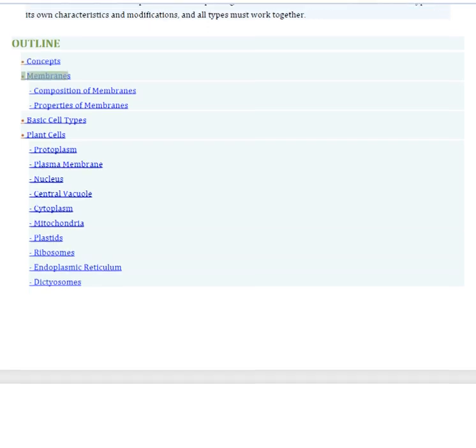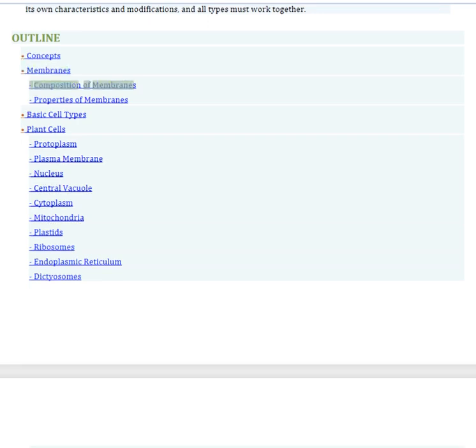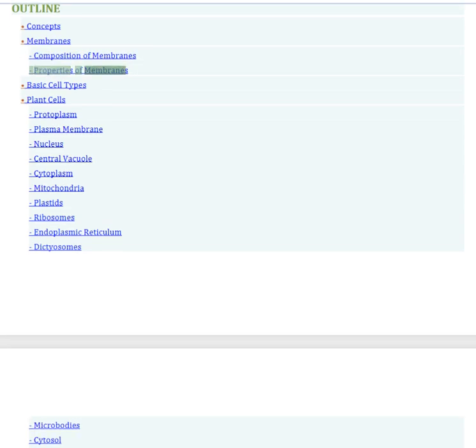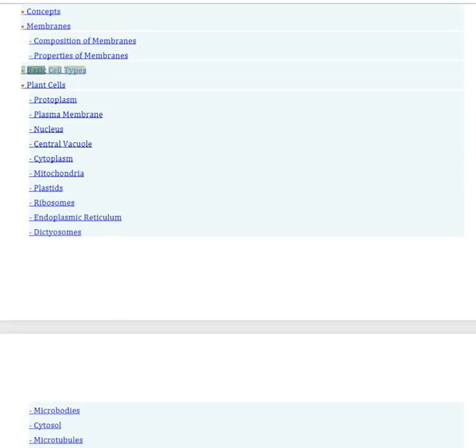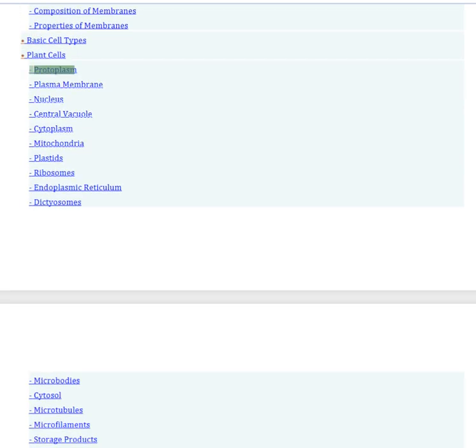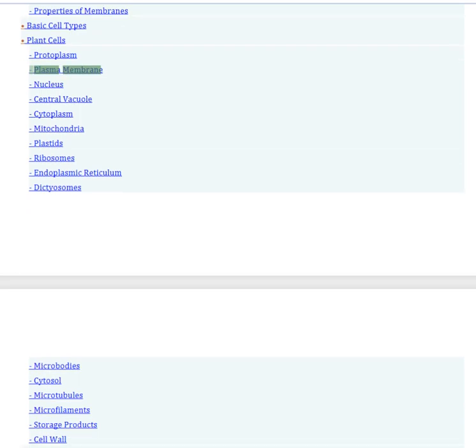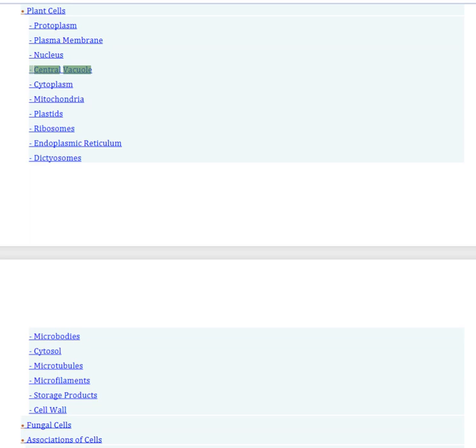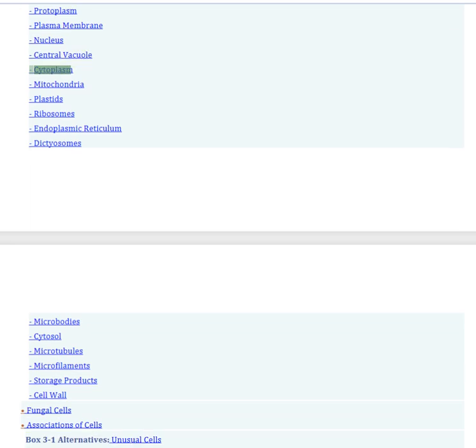Concepts. Membranes. Composition of membranes. Properties of membranes. Basic cell types. Plant cells. Protoplasm. Plasma membrane. Nucleus. Central vacuole. Cytoplasm.